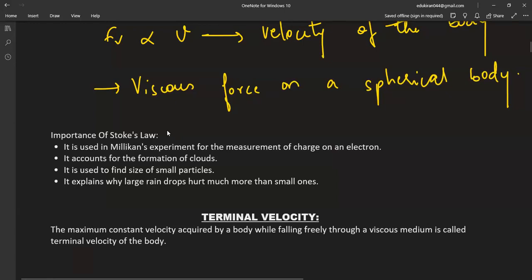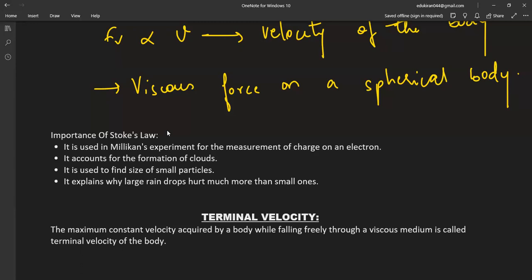It is used in Millikan's experiment for the measurement of charge on an electron. When you go to class 12, you have the first lesson, electrostatics. There you will be studying about a particle, an oil drop. Millikan's experiment is basically all about an oil drop, where the gravitational force, that is mg, balances the electric force. So it is used in the calculation of the charge. Why? Because an oil drop is a spherical body. That experiment you will do in detail.